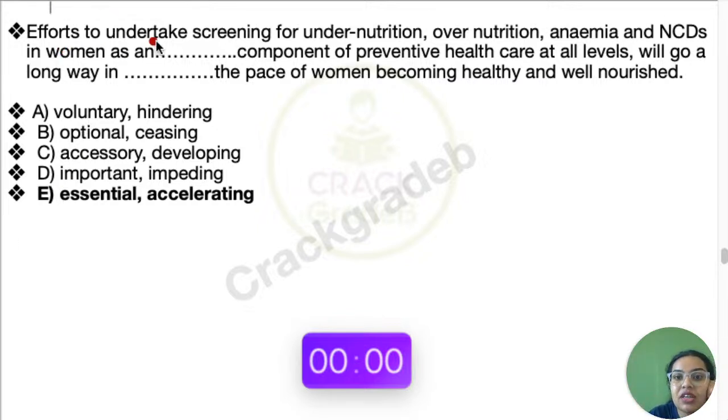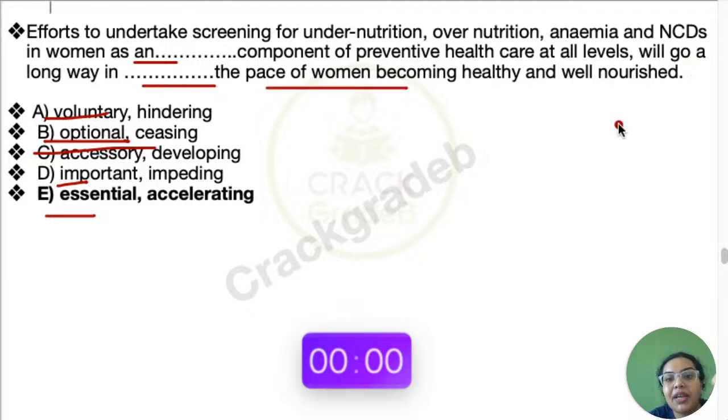Coming to this one, efforts to undertake screening of undernutrition, overnutrition, etc. in women as a component. Optional. See, we are making efforts to undertake all that. So why is it optional? Voluntary means you are doing it out of your own will. Accessory, important, I can say, essential, I can say. So C, D, A are out. Will go a long way in dash the pace of women becoming healthy, in accelerating. Impeding is opposite, impeding is negative, impeding is to stop something from progressing. So we are not going to use this word. Okay, hindering, impeding are synonyms.